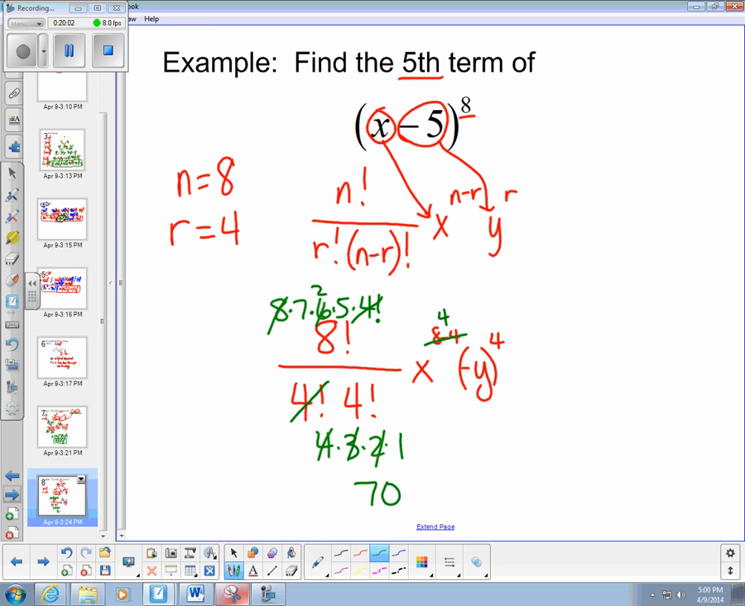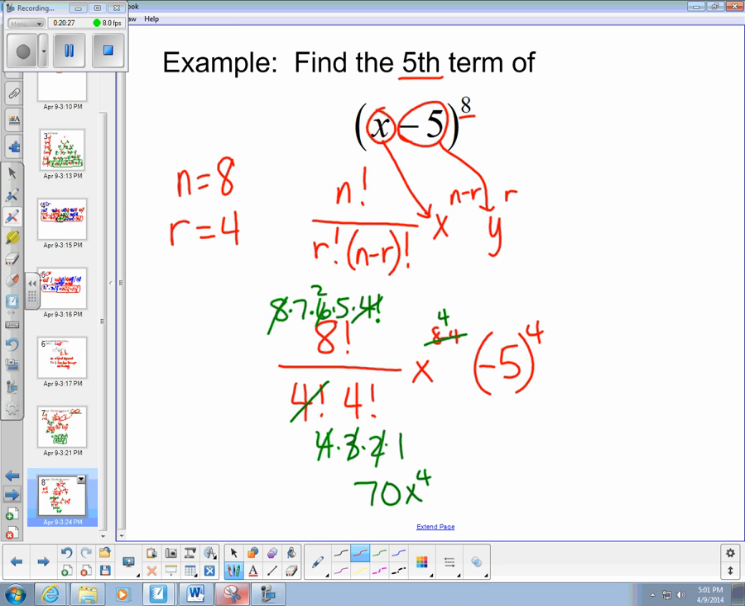70 x to the fourth, and then negative y raised to the fourth power. Negative to the fourth power comes out positive, y to the fourth. And actually, that should not have been a y, it should have been a 5. So let's fix that. So this should have been negative 5 to the fourth power.